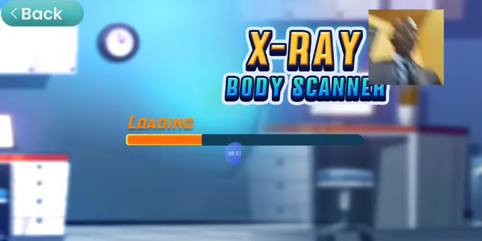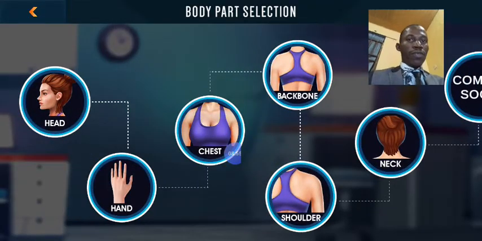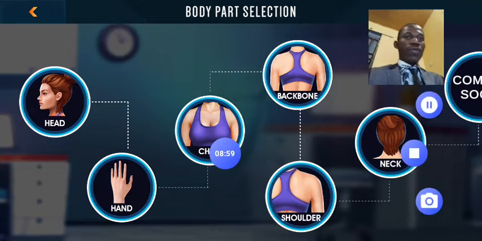Now we are going to look at the lumbar vertebra.